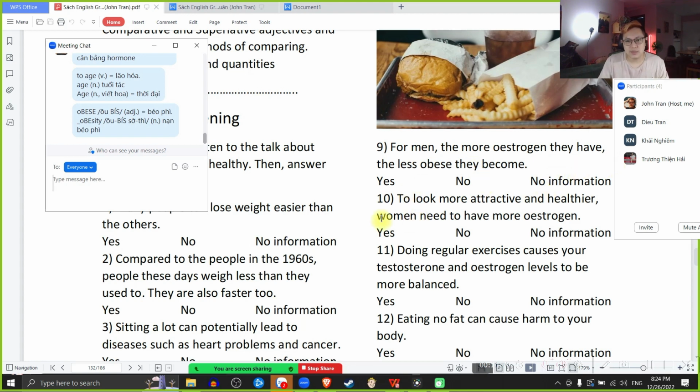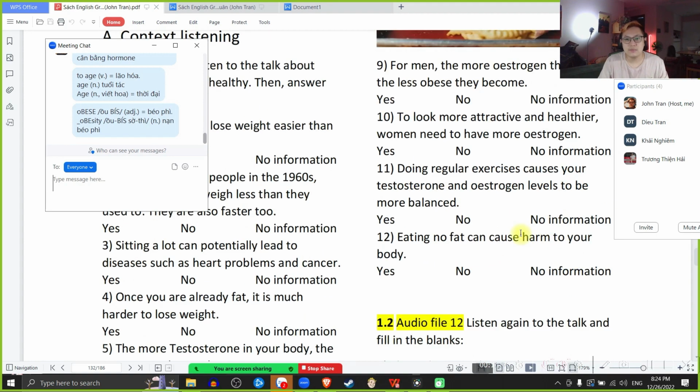Number 10. To look more attractive and healthier, women need to have more estrogen. Để mà nhìn có vẻ như là hấp dẫn hơn và khỏe khoắn hơn, phụ nữ cần phải có nhiều estrogen hơn. Yes, no, no information. 11. Doing regular exercises causes your testosterone and estrogen levels to be more balanced. Cái chuyện mà luyện tập thường xuyên hơn, nó gây ra cái mức độ testosterone và estrogen đó, nó cân bằng hơn, to be more balanced, được cân bằng hơn.